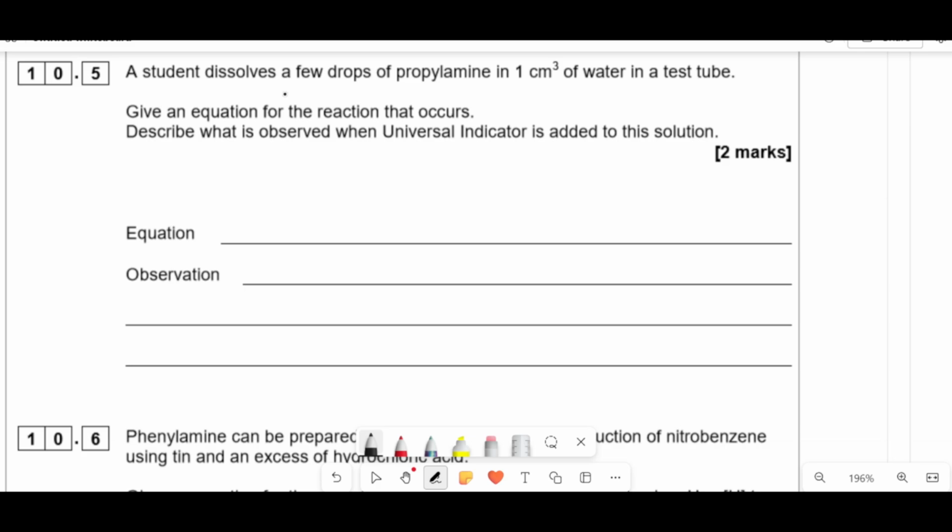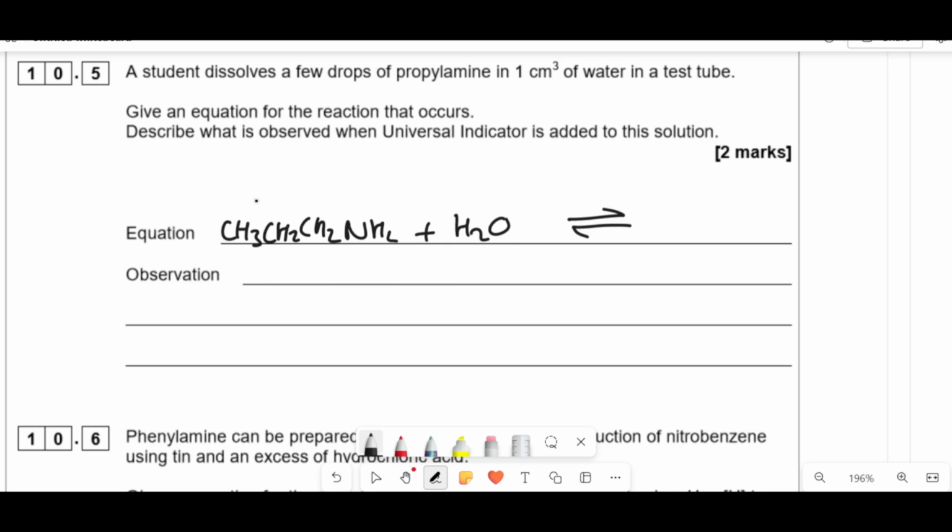There you go. So a student dissolves a few drops of propylamine in 1 centimeter cubed of water in a test tube. Give an equation for the reaction that occurs, and then describe what's observed using indicator when adding to this. So what we need to do is write down what we obviously know. So if we have propylamine, it's going to be CH3, CH2, CH2, NH2, and we're adding H2O. And it's reversible, so I'm just going to write that there. But if in doubt, just have a think what's going on.